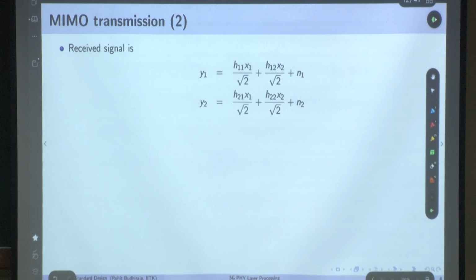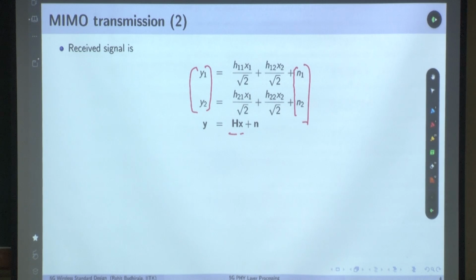So, this is our system of equations. Now, I will write it in a slightly more generic form so that it becomes easy for us to handle the system after this. What am I doing here? I am writing it as vector y equals matrix H times vector x plus noise. Now, how am I defining these vectors and matrices? I am calling this vector y. I am calling this vector n.